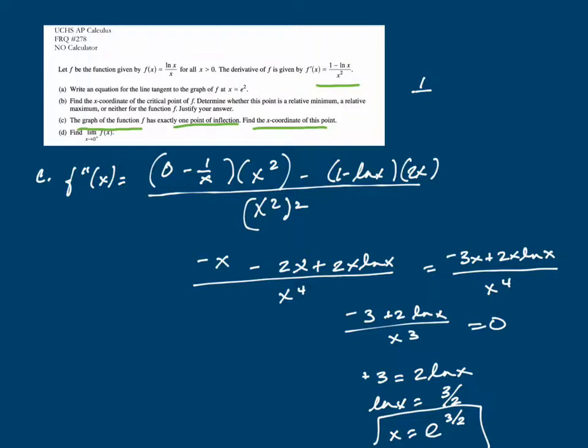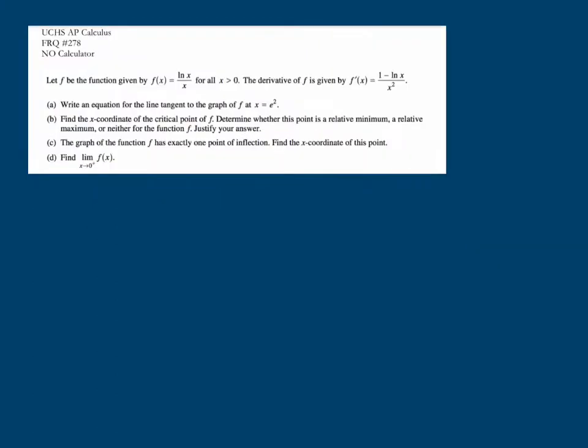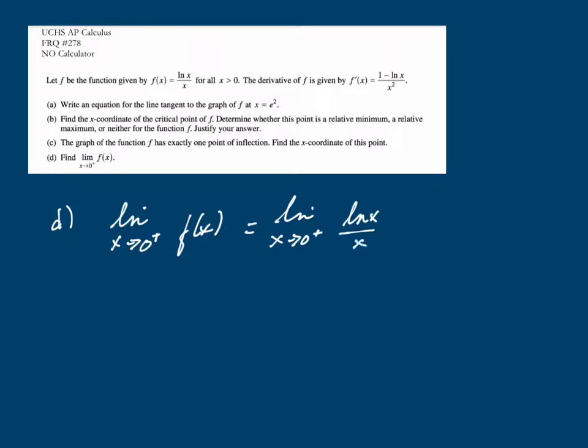Okay, and we have one more part. Part D says find the limit of f of x. So D, the limit as x goes to 0 from the right of f of x is equal to the limit as x goes to 0 from the right of ln x over x. And x is greater than 0. Well, what do we have at 0? Don't we have an asymptote?